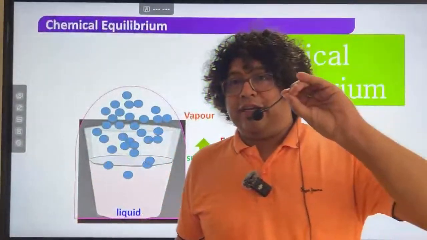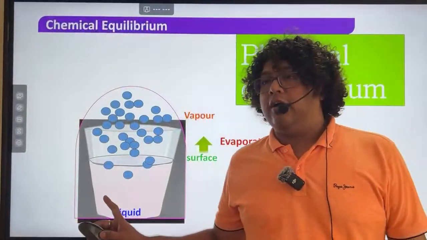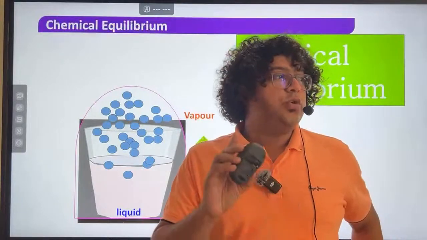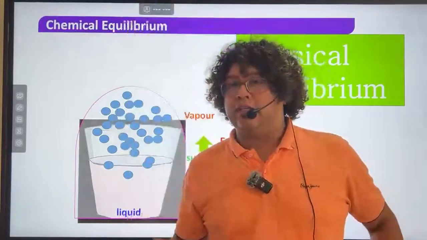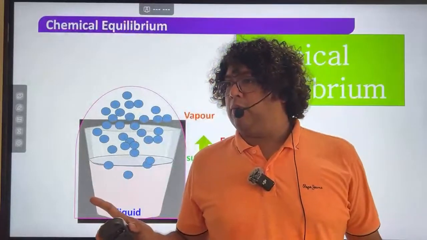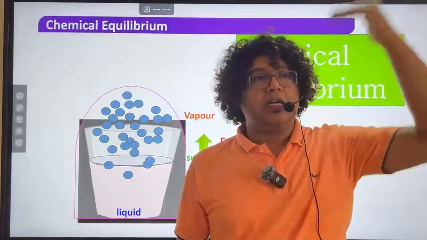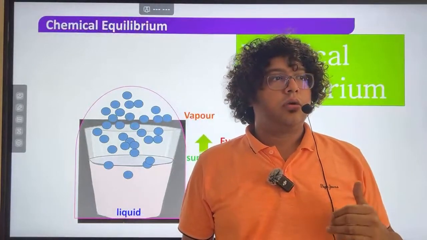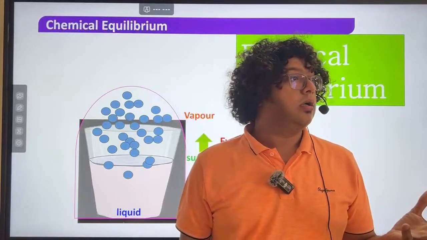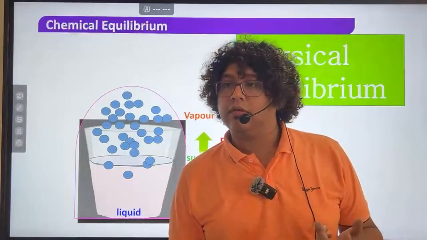Now this equilibrium is dependent on multiple things. Give me one simple answer. When you go to a mountain area, is the boiling point for water more than 100 or less than 100? Why less than 100? Atmospheric pressure is less. So what happens?